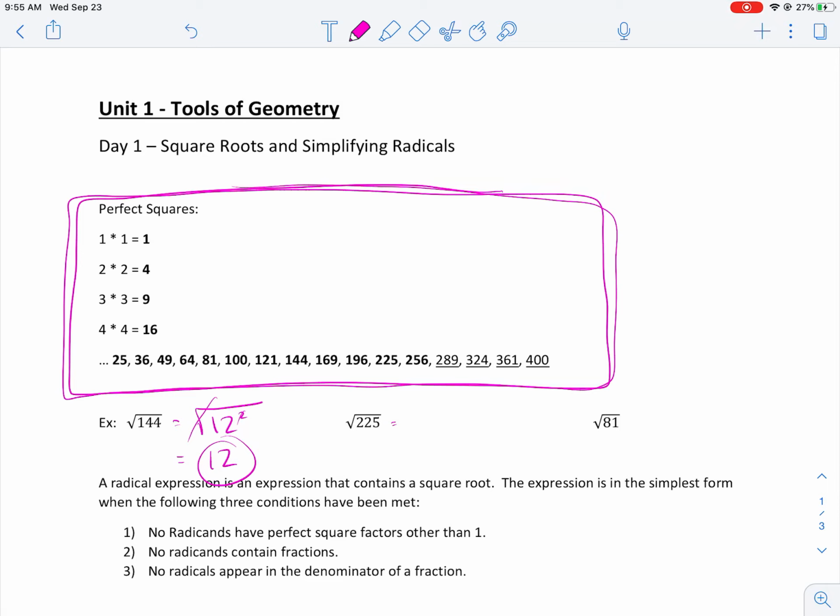All right, so you come over here. This is just 15 squared. Take the square root of 15 squared. Those cancel. You're just left with 15. And finally, take the square root of 81. That's just 9 squared. That cancels, and you're just left with 9. So it's important that you guys remember or memorize these things. It'll save you a whole lot of time down the road.